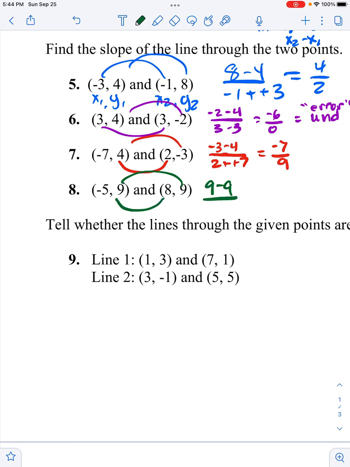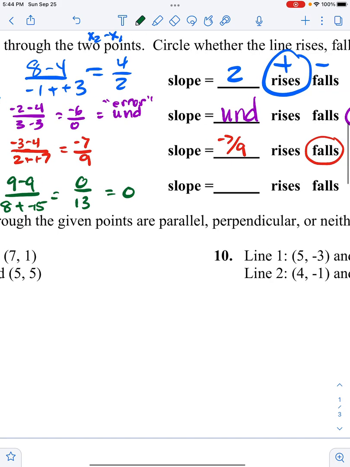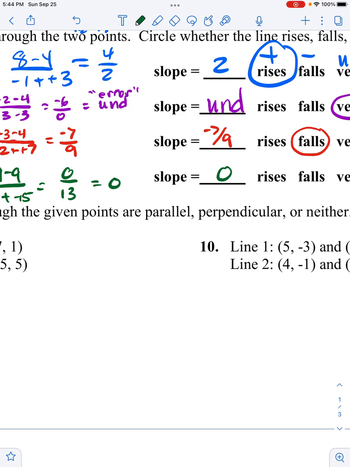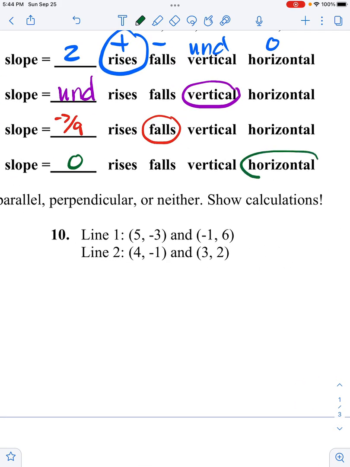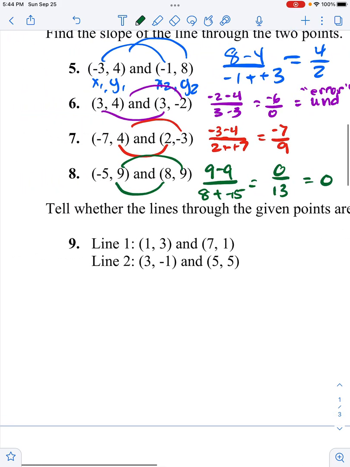So you can kind of see where that's going. 8 minus negative 5 on the bottom. So on the top, I get 0 over 13. If you go to your calculator and you do 0 divided by 13, it's going to give you 0. And that means you would have a horizontal line, which makes sense because if you look at these points, if you went to negative 5 up 9, and then you went to positive 8 up 9, they're going to both be up 9 and create a horizontal line.